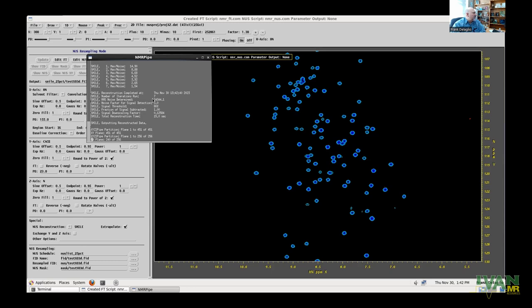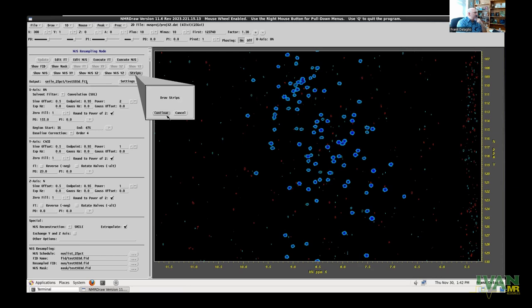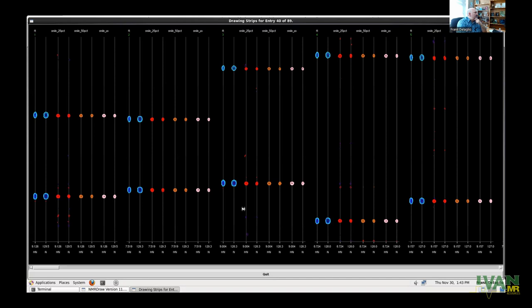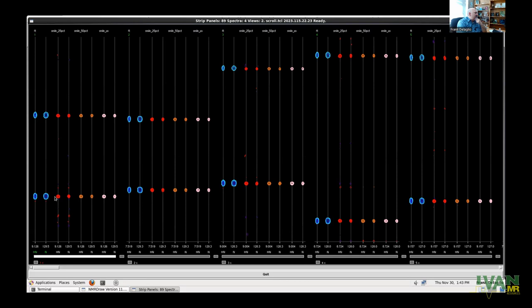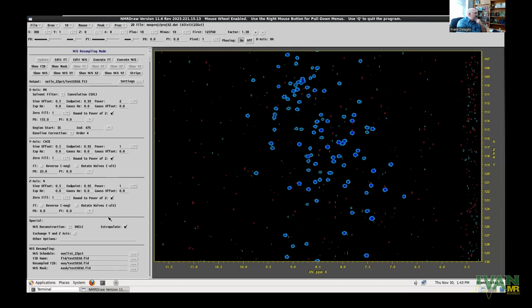And if we look at these projections, they're still pretty nice. X, Y, and X, Z. And if we look at the strips, here's the 25% and the 50% side by side. 25% is in red. So it has a bit more noise, slightly more artifacts, but it's still quite usable. Now let's try the 12% schedule.